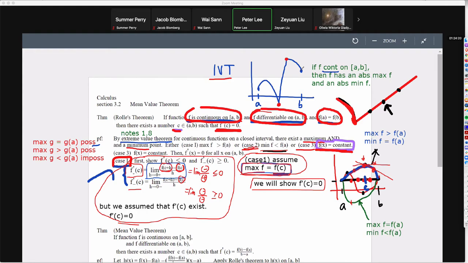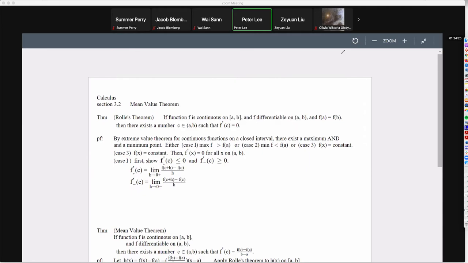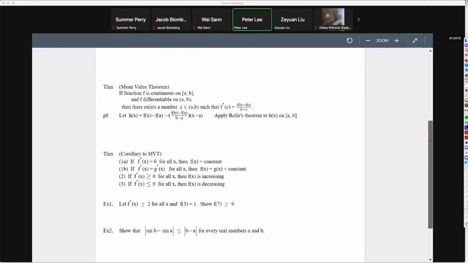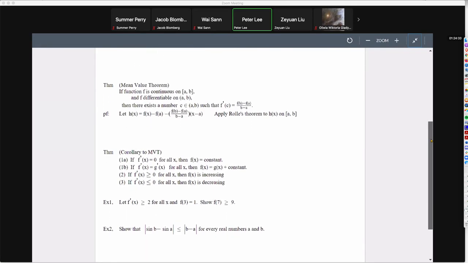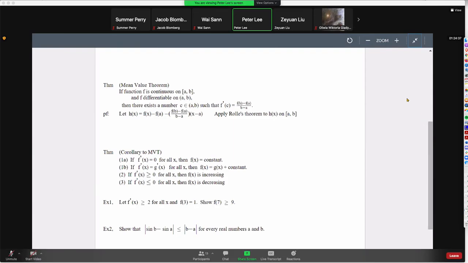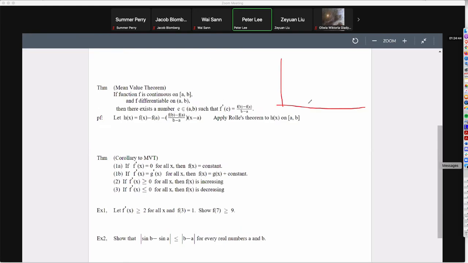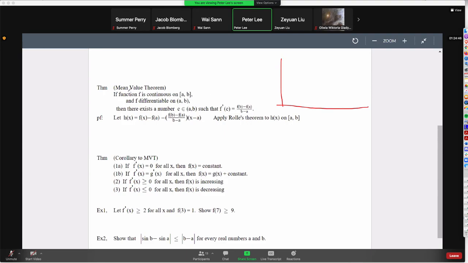So now what I'm going to do is let me now clear this. So now what I would like to do is move on to the mean value theorem. This is ultimately the theorem which we are going to apply. So what is this mean value theorem? The mean value theorem says this.